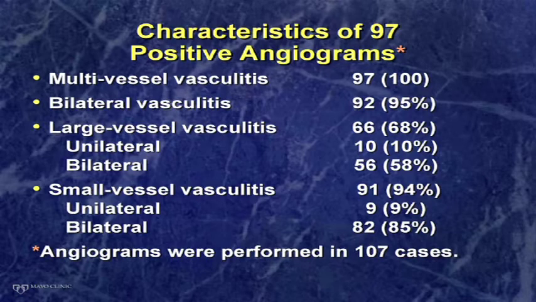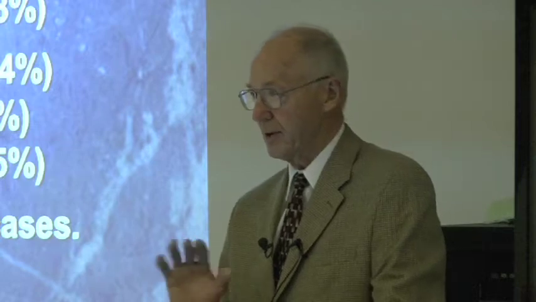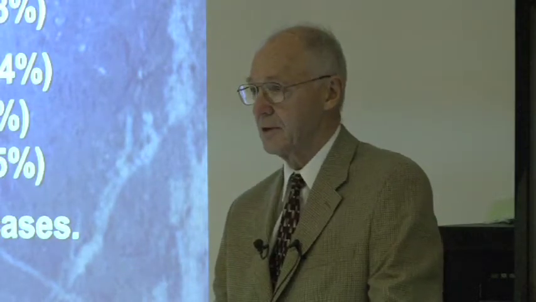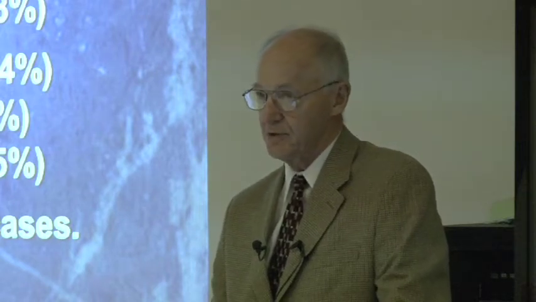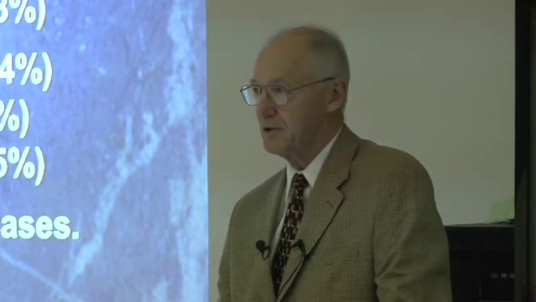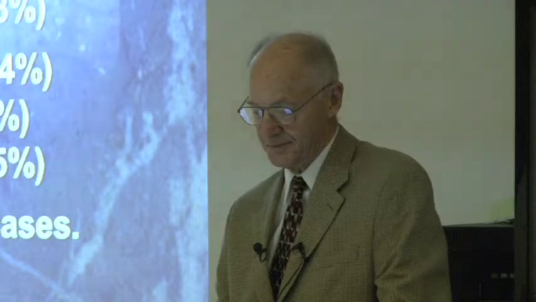Large vessels were involved in 2/3. Sometimes these were unilateral, but mostly bilateral. And small vessels were involved in most of them. So a lot of the patients had small and large vessels involved, but some of them just had one or the other. And that kind of plays out a little bit later in the clinical symptoms and findings and our quest to separate, to act like splitters rather than lumpers in this disease.